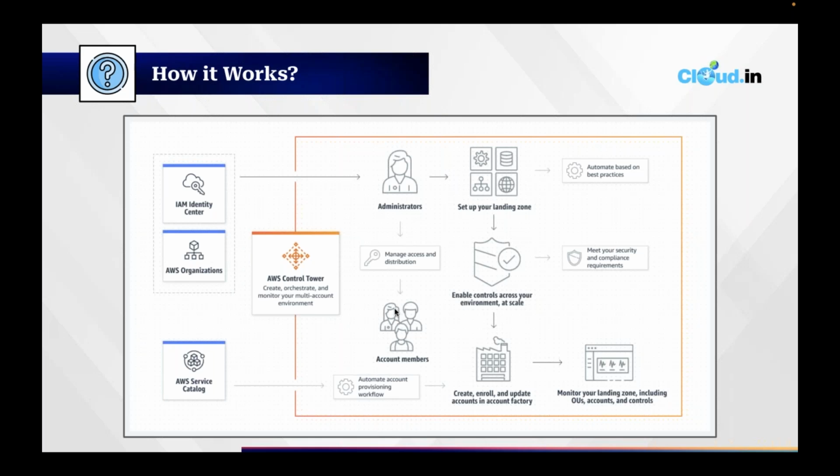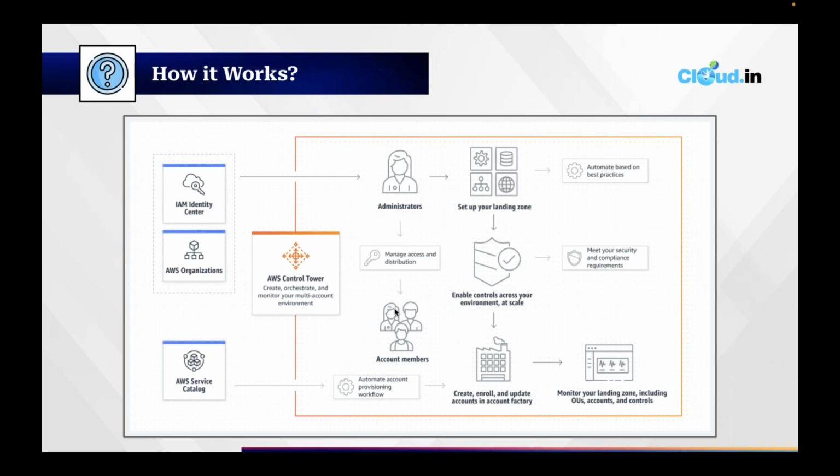The preventive guardrails restrict certain actions, ensuring the compliance that should be followed within the accounts. And detective guardrails are those which monitor the accounts for non-compliant activities and alert the administrators in case there are any non-compliant activities going on.